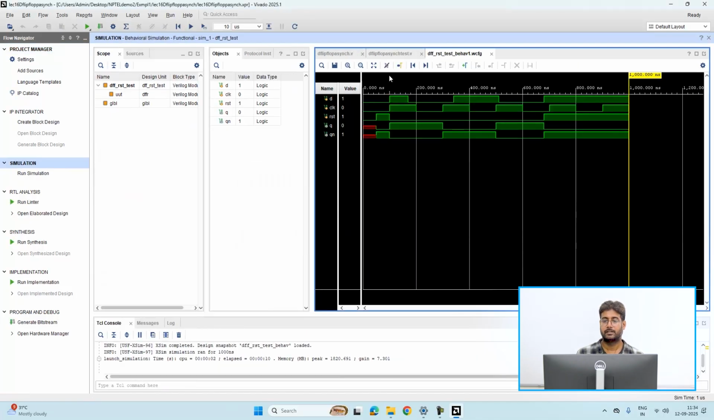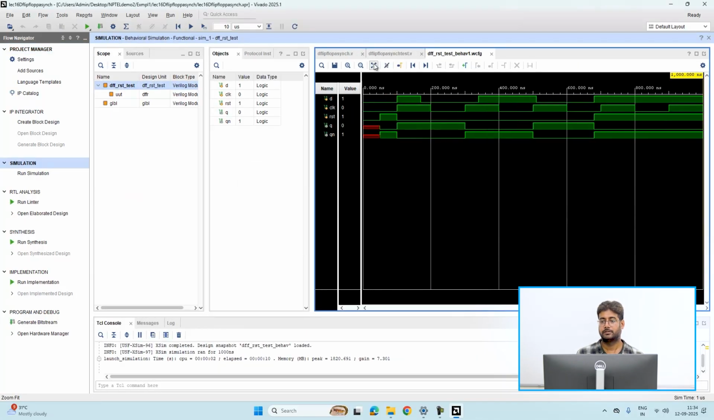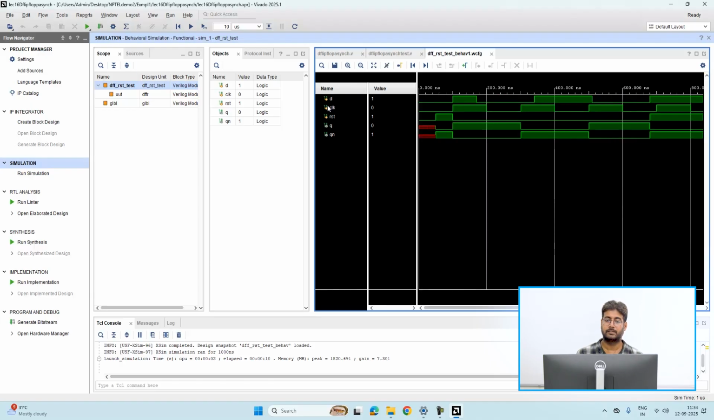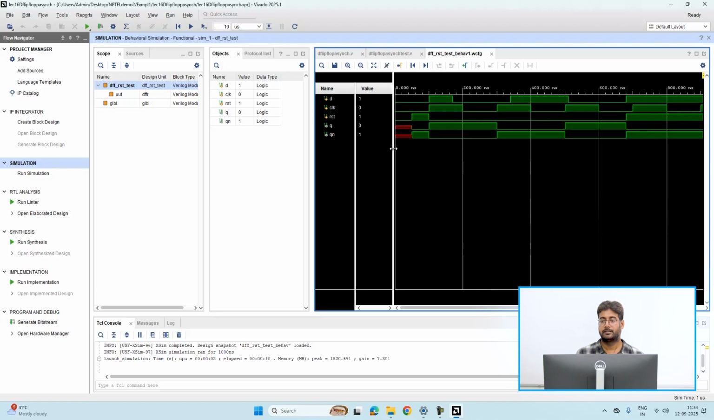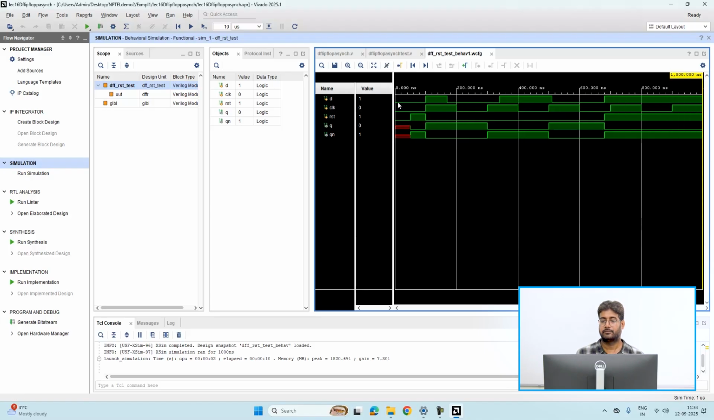So this is the waveform editor window. Here all the variables are listed out. D is the data input, clock is the clock signal, RST is reset, Q and Qn are the outputs. These values are at the last instant of the simulation time. And this is the waveform.